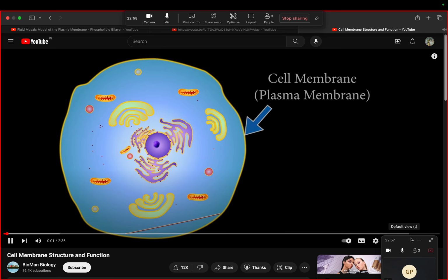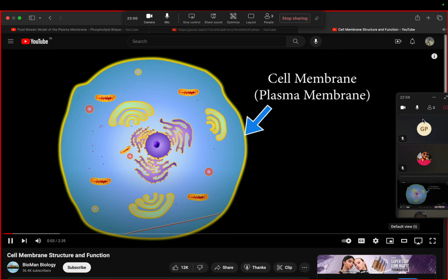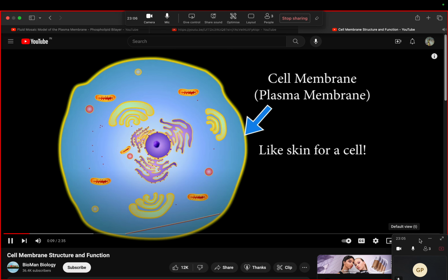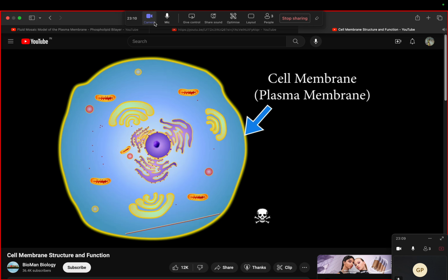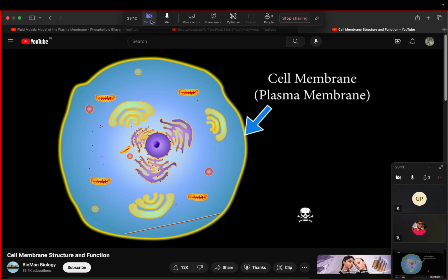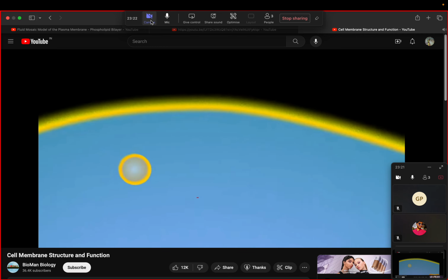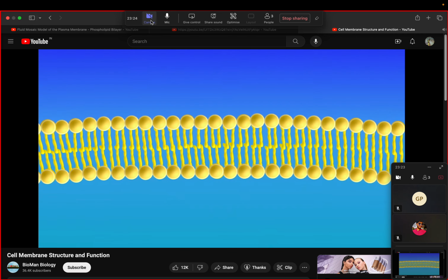All cells are completely surrounded by a membrane that separates them from their environment, kind of like how your skin completely covers your body. This cell membrane is sometimes called the plasma membrane, and it acts as a barrier, regulating what gets in and out of the cell. Because the membrane lets some things through but not others, we say that the membrane is semi-permeable or selectively permeable. If we zoom in on the membrane, we can see that it is made of several molecular parts.